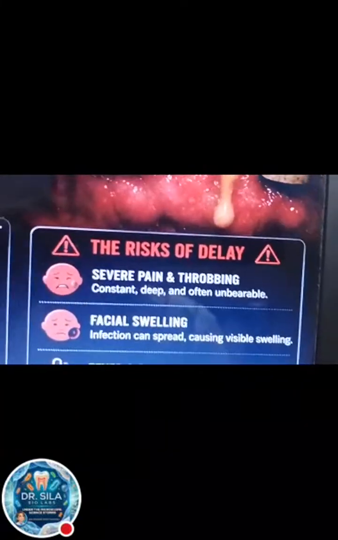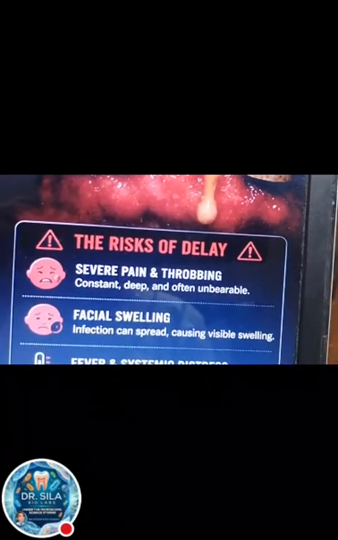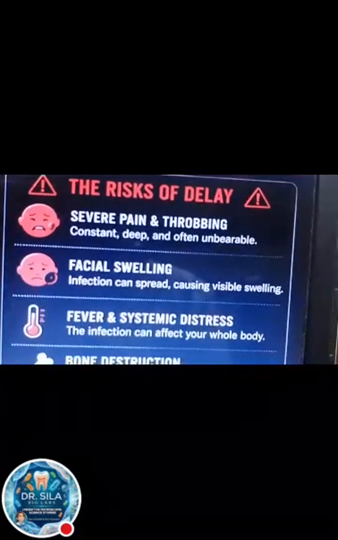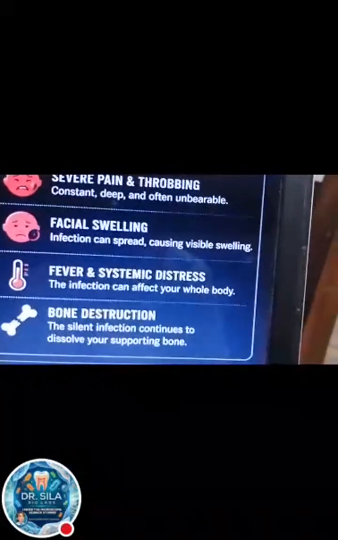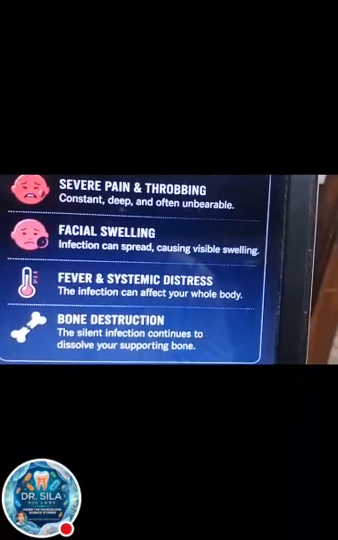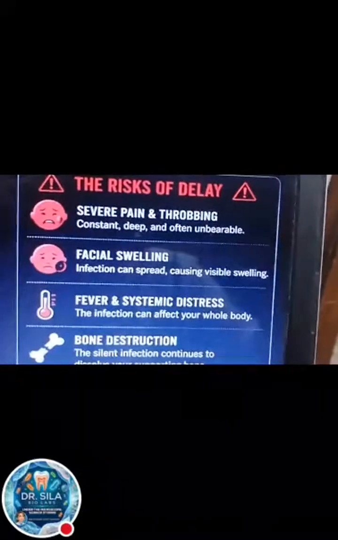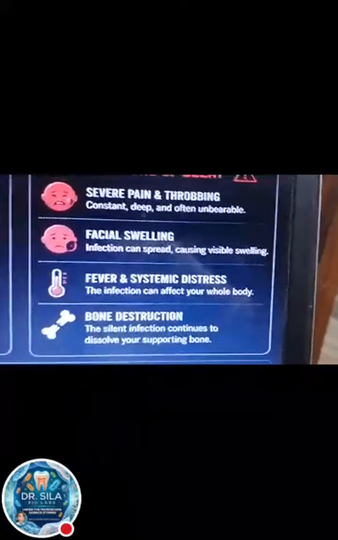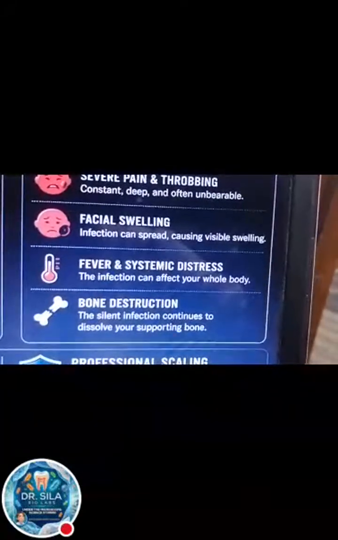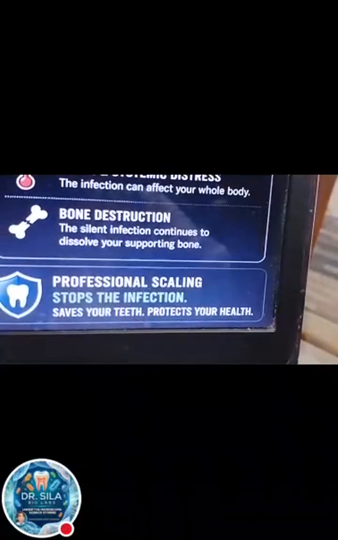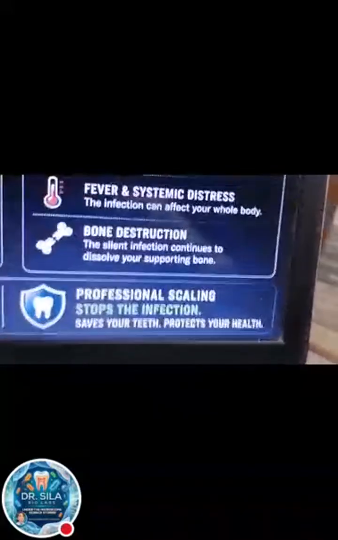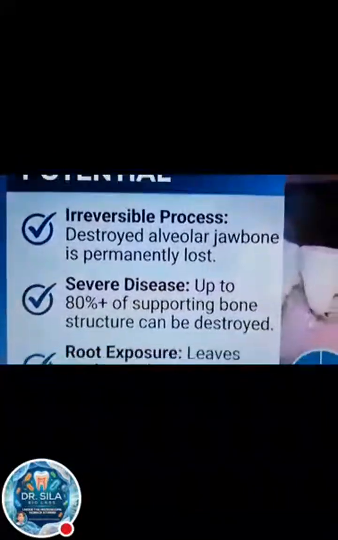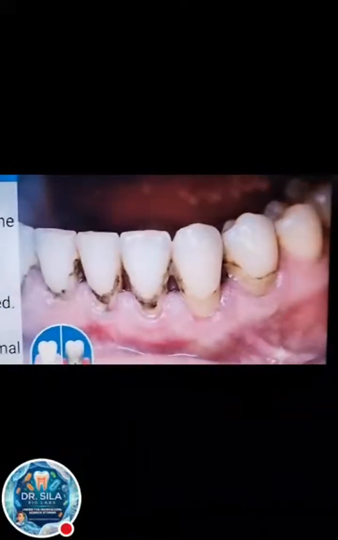Okay, the risk of delay: severe pain, throbbing, constant, deep, and often unbearable. Facial swelling: infection can spread, causing visible swelling, fever, and systemic distress, and bone destruction, of course. The silent infection continues to dissolve the supporting bone. So, delaying scaling out of fear of losing teeth only allows the silent infection to dissolve your bone. So, professional scaling stops the infection, saves your teeth, and protects your health. So 80% of the bone loss potential, an irreversible process, severe disease, and root exposure.